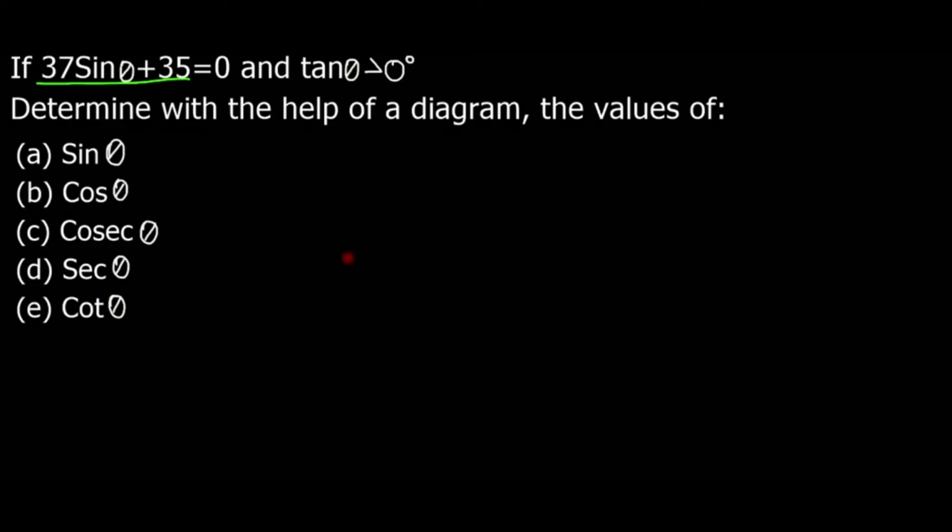Remember from our previous example, sin theta is equal to 3/5. It is in a ratio, but this one is not in a ratio. So we are going to try to get it in a ratio. We have 37 sin theta plus 35 is equal to 0. We take 35 to the other side, it changes sign and becomes minus 35, and then we divide both sides by 37. This means we will have sin theta is equal to minus 35 divided by 37. Now we have a ratio.